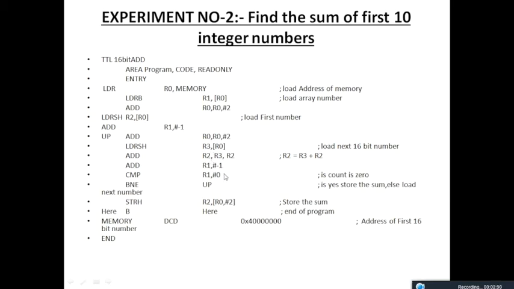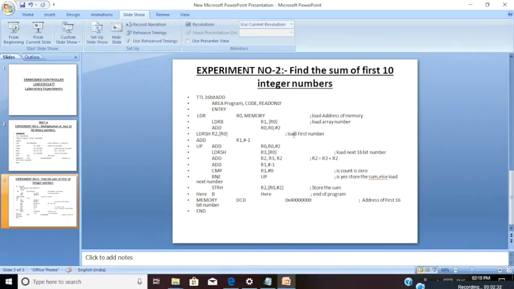Once this is done, the counter value is decremented by 1, and if the content of R1 is not equal to 0, it will jump back to the location up, and this process will be repeated till all the values get added and the counter register becomes 0. Once the counter register becomes 0, it will come out of the loop and we are going to store the higher byte of register R2 to the memory location currently pointed to by register R0, and we are terminating the program. This is the logic of the program we are taking up today.